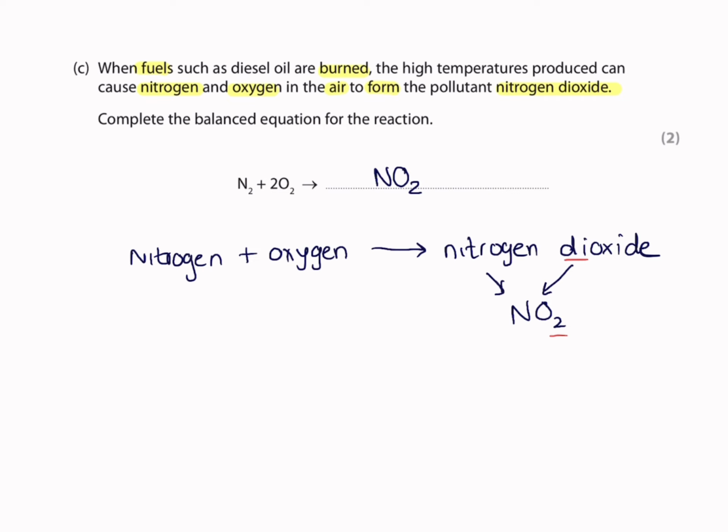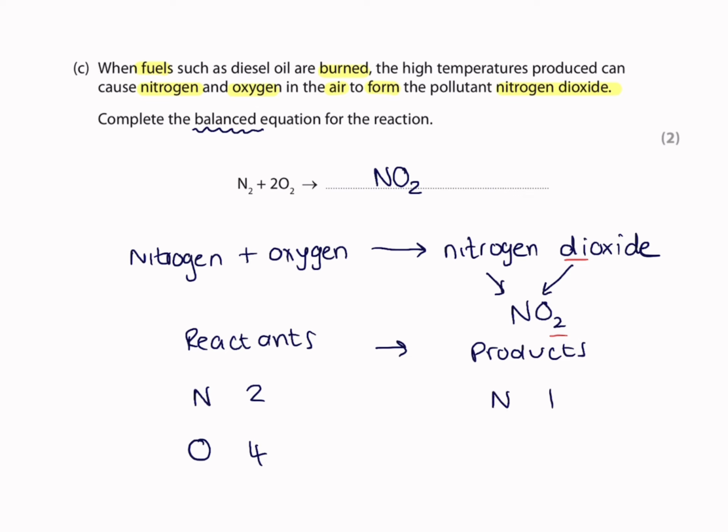So nitrogen dioxide there is our product, but our equation isn't balanced. Remember, you can't just make up atoms out of thin air, and you also can't just get rid of them out of thin air. You've always got to have an equal number of atoms on both sides of the equation, so on the reactant side and the product side. Looking into this one a little more, in our reactants we've got 2 nitrogens and 4 oxygens, because we've got 2 lots of 2. So we need to make sure that we account for that 2 in front of it. In our products, we've got 1 nitrogen and 2 oxygens.